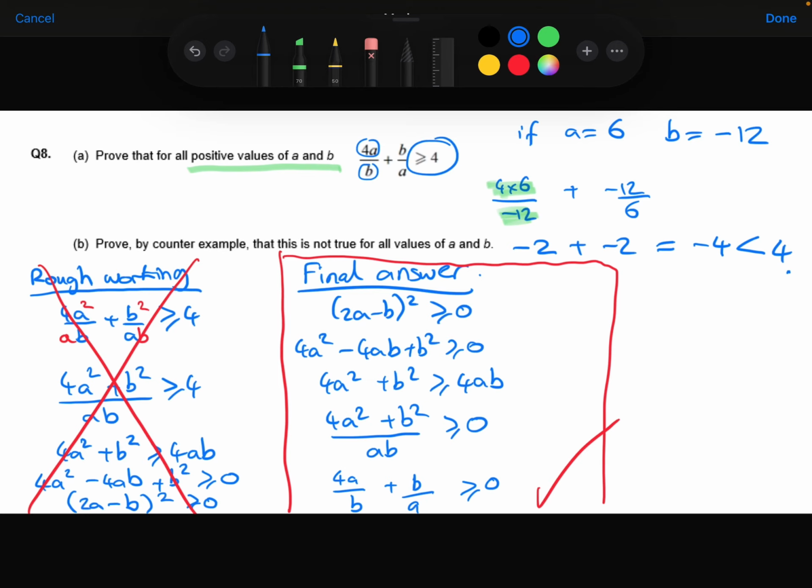It's only true for positive values of A and B, or at least it's certainly not true for all values of A and B. I chose 6 and minus 12. You can choose any numbers as long as you get the result where 4A over B plus B over A is not greater than or equal to 4.